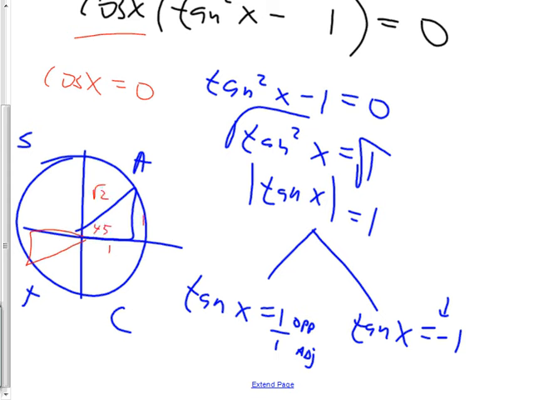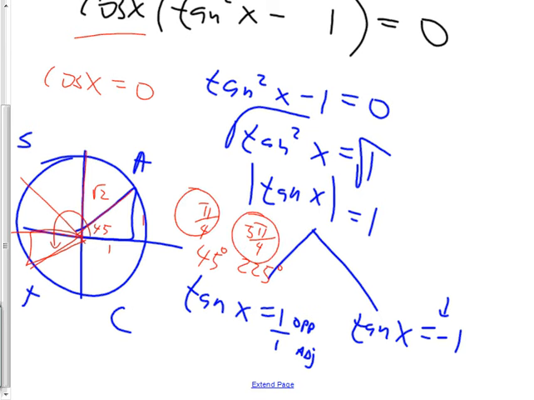45. Good. And this one must be 180 plus 45, which is 225. But I better not leave my answers as 45 and 225. I have to change them into what? Radians. This 45 is known as pi over 4, and this is how many of them? 1, 2, 3, 4, 5 of them. 5 pi over 4. Otherwise, you can change it the slow, painful way and multiply this by pi over 180. But there's my two answers, pi over 4 and 5 pi over 4.